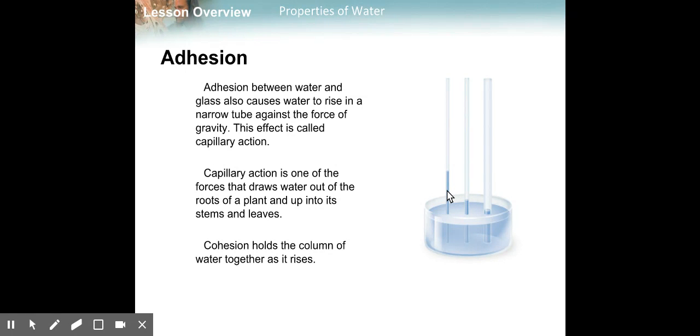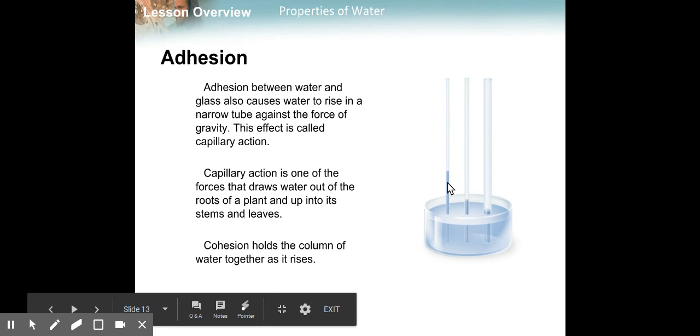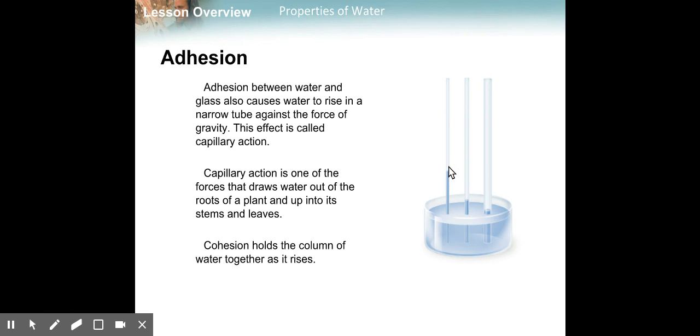Capillary action. This is another example of adhesion. This is how water gets from the roots up into the stems and leaves of a plant. Because as the water rises, cohesion is going to keep the water together. So basically, this water molecule is going to stick to the water molecule below it. So as this one goes up, the next one's going to follow. And then adhesion is going to keep it stuck to the sides of the tube, so it's not falling down. It's going against the forces of gravity, basically.